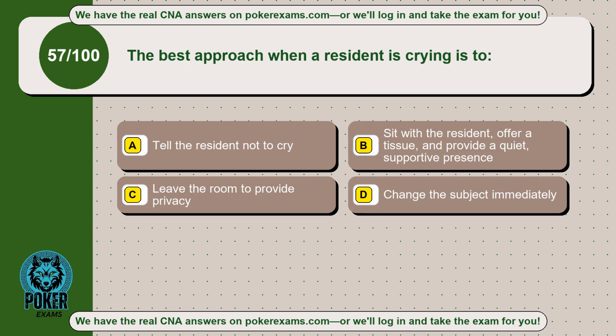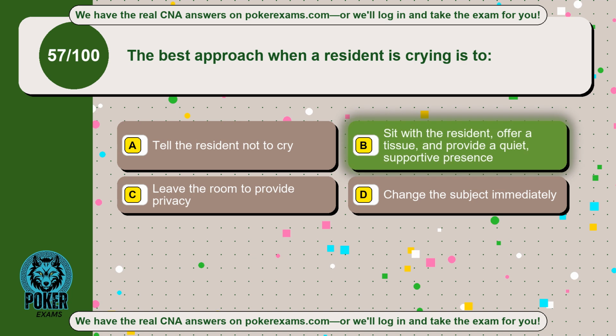Question 57. The best approach when a resident is crying is to: Option A. Tell the resident not to cry. Option B. Sit with the resident, offer a tissue, and provide a quiet, supportive presence. Option C. Leave the room to provide privacy. Option D. Change the subject immediately. The correct answer is option B.